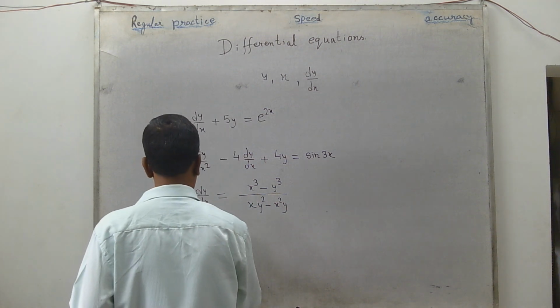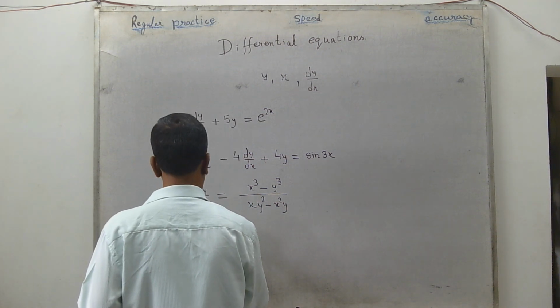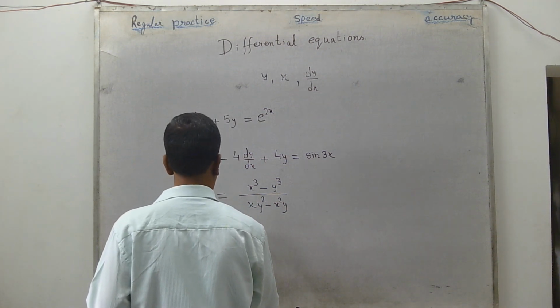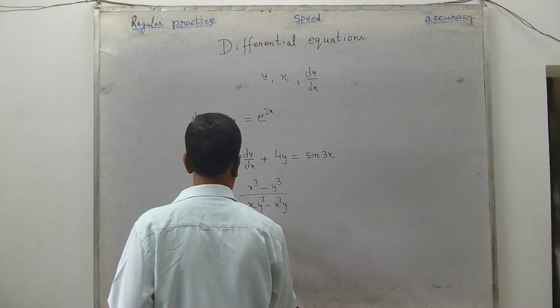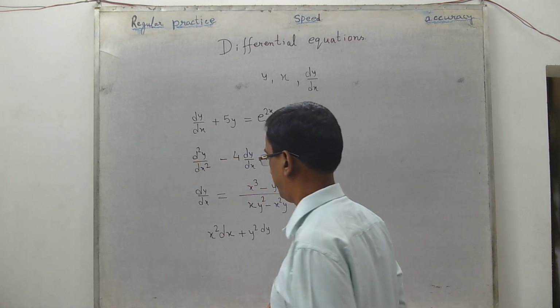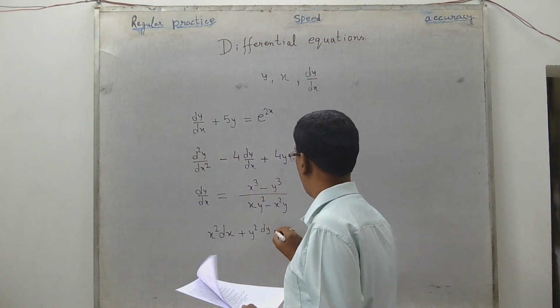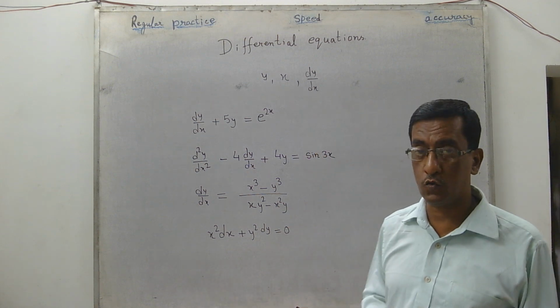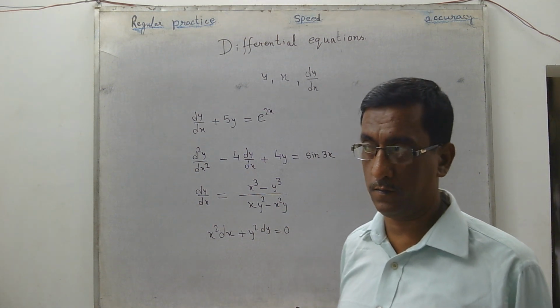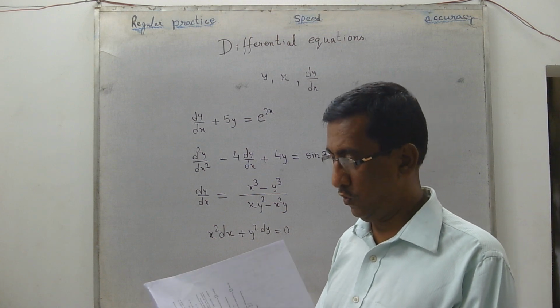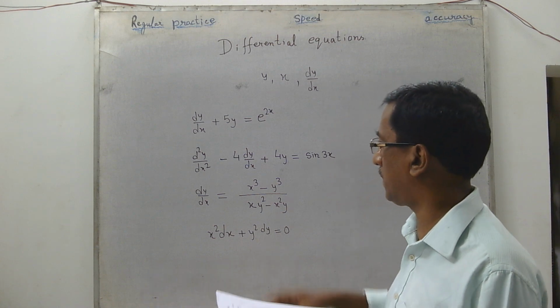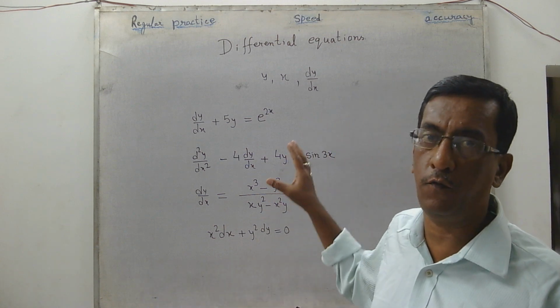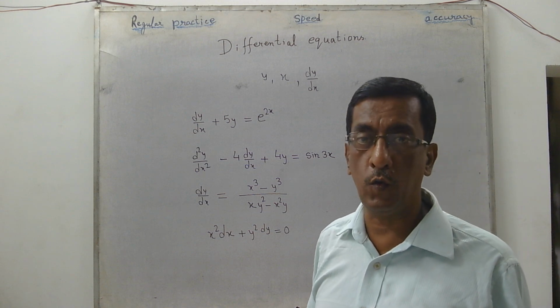Again, x square dx plus y square dy equals to 0. This is also an example of differential equation. So, these are the forms, general form of the differential equation.